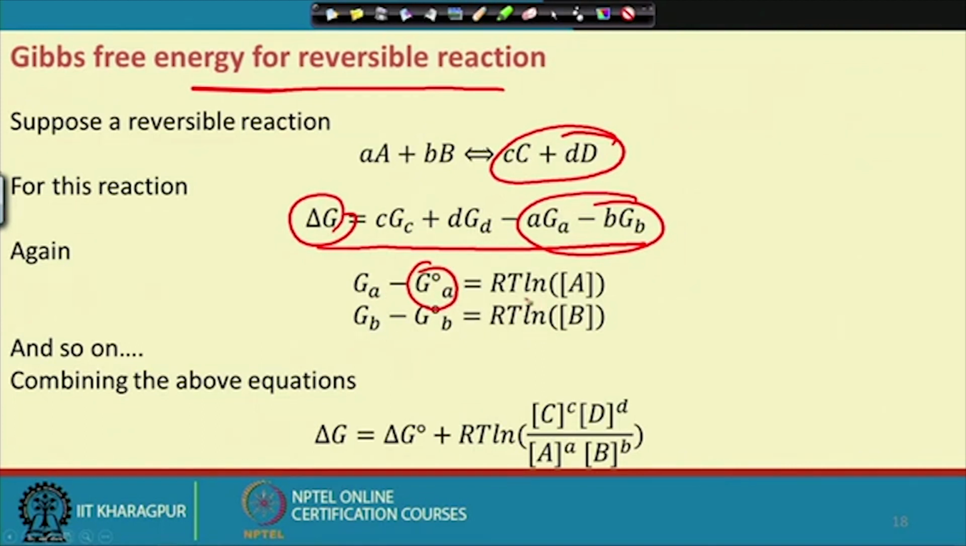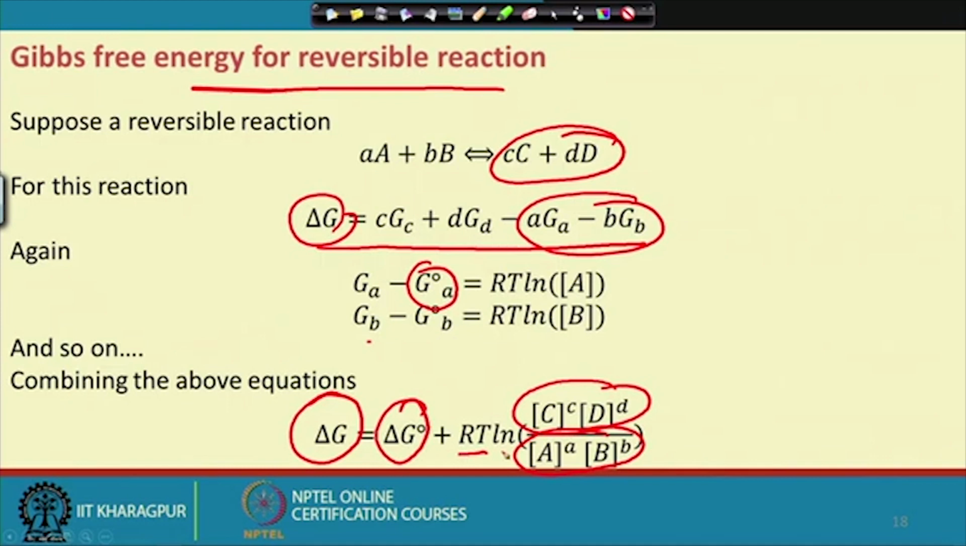It can be explained by RT ln of the concentrations, and the free energy change can be written as the standard free energy change plus RT ln concentration of product by concentration of substrate. This can be explained like this, and this is very important.